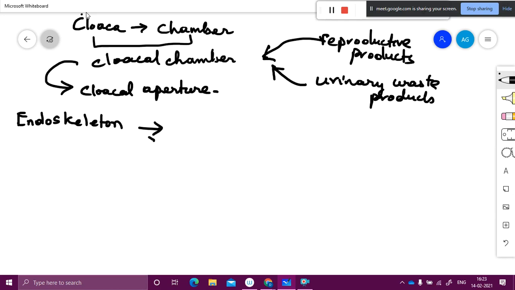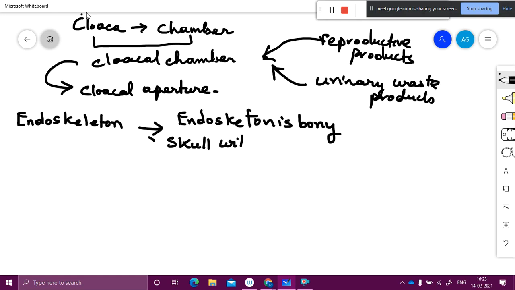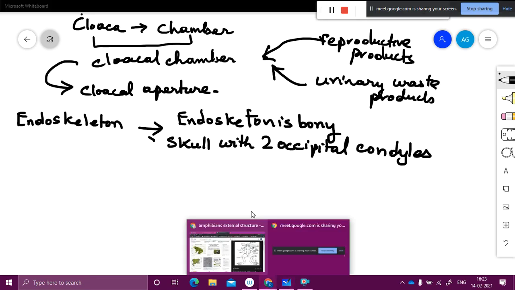Predominant character among them are skeleton is bony, skull with 2 occipital condyles. Now let us have a look at what is an occipital condyle.